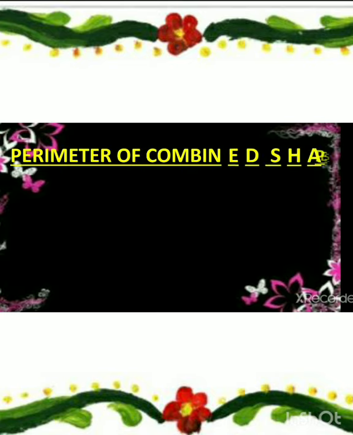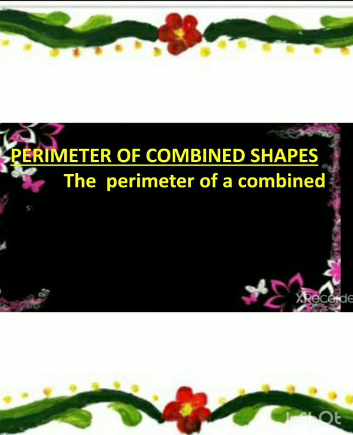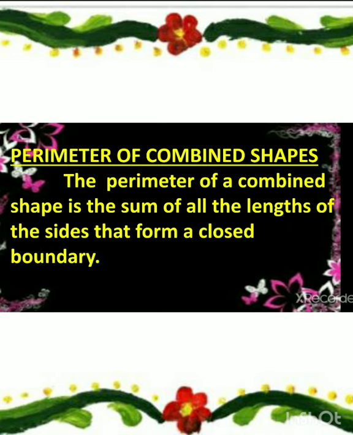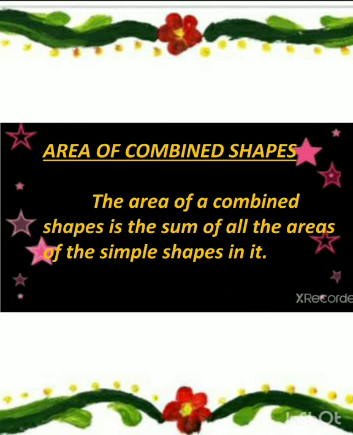So we can conclude that 2 or more plane figures joined with sides of the same measure give rise to combined shapes. Perimeter of combined shapes. What do you mean by perimeter? Perimeter means sum of all the sides. So the perimeter of a combined shape is the sum of all the lengths of the sides that form a closed boundary. Area of combined shapes. The area of a combined shape is the sum of all the areas of the simple shapes in it.